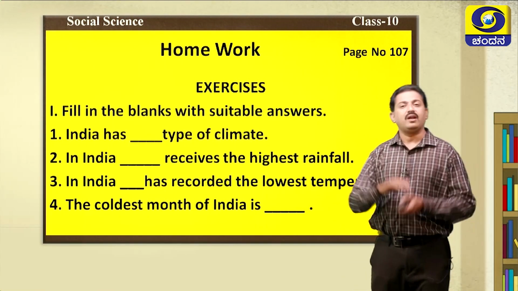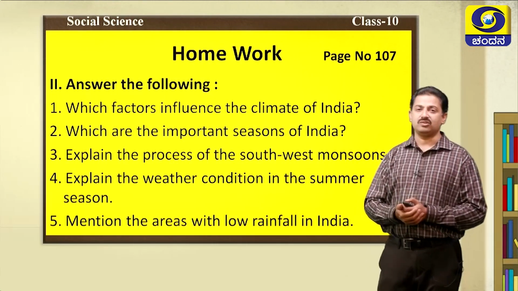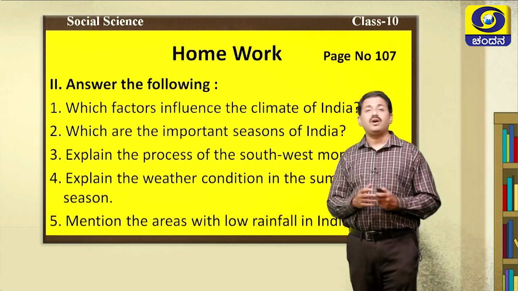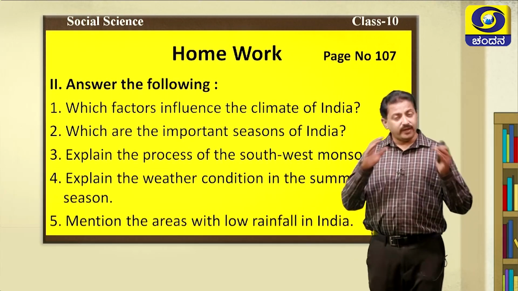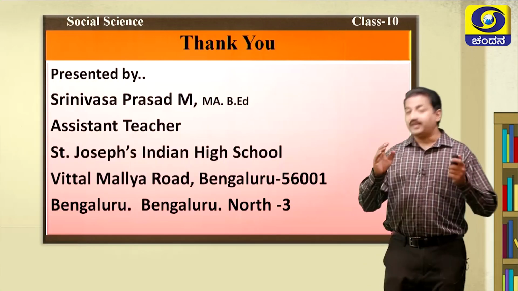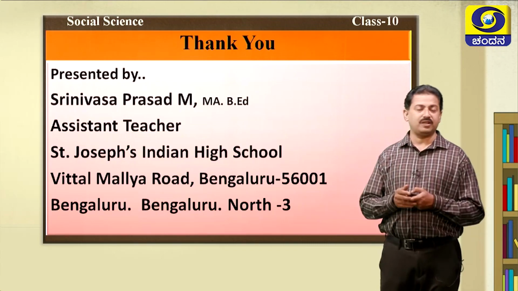Okay, dear students, now I give you some more question answers. Which factors influence the climate of India? Which are the important seasons of India? Explain the process of southwest monsoon. Explain the weather condition in the summer season, and also you need to identify the areas with low rainfall in India on the map. So, you need to locate all these. If you do all this, definitely you can score very good marks in this lesson and you will understand this lesson thoroughly. Dear students, I hope you have very well understood this lesson.